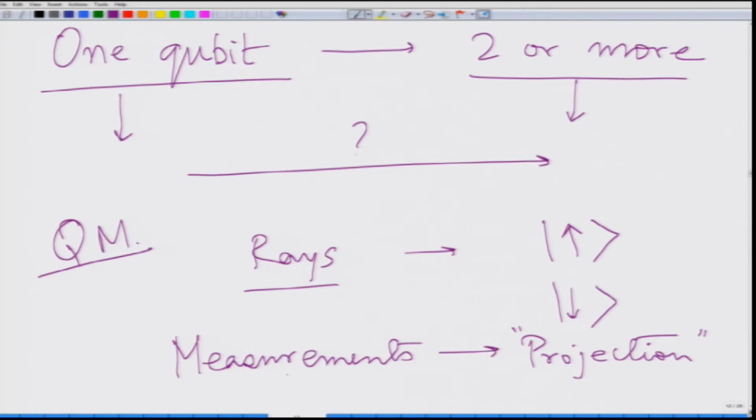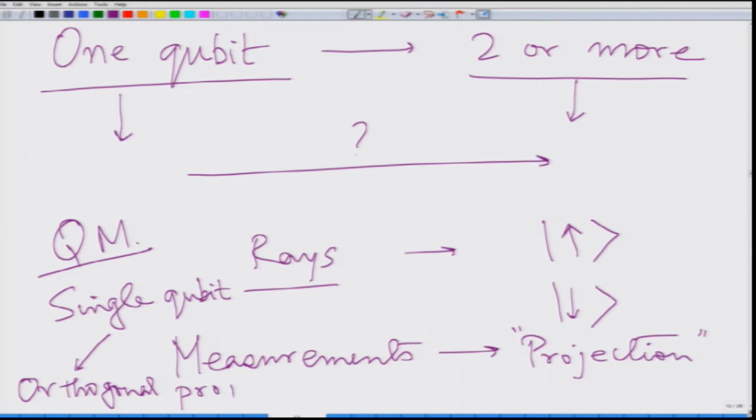And most of the time when we used a single qubit, we always landed up in projections which were orthogonal projections. These were some of the important things that we did.